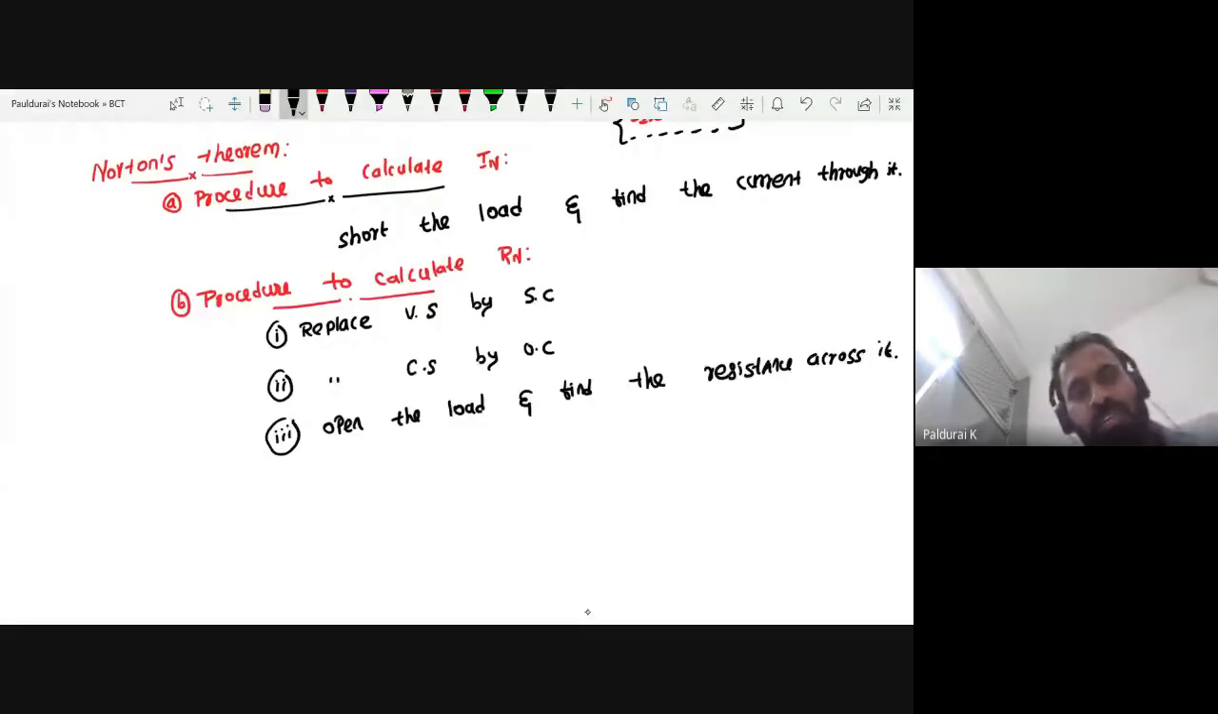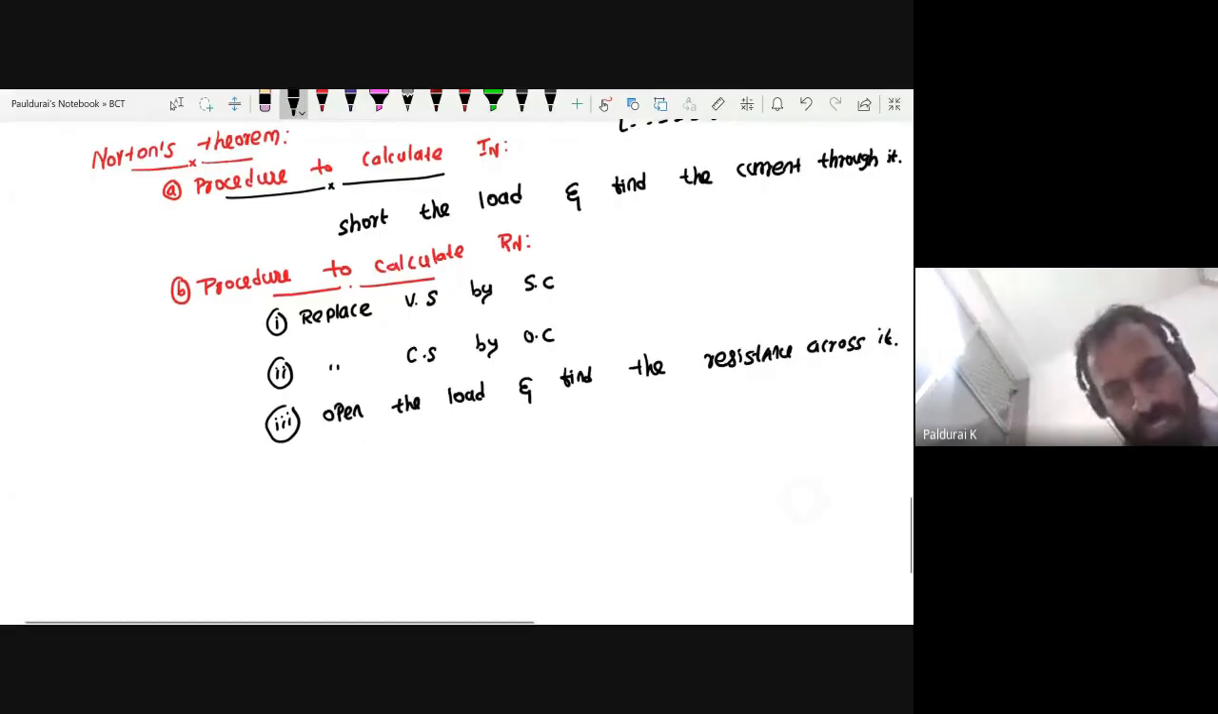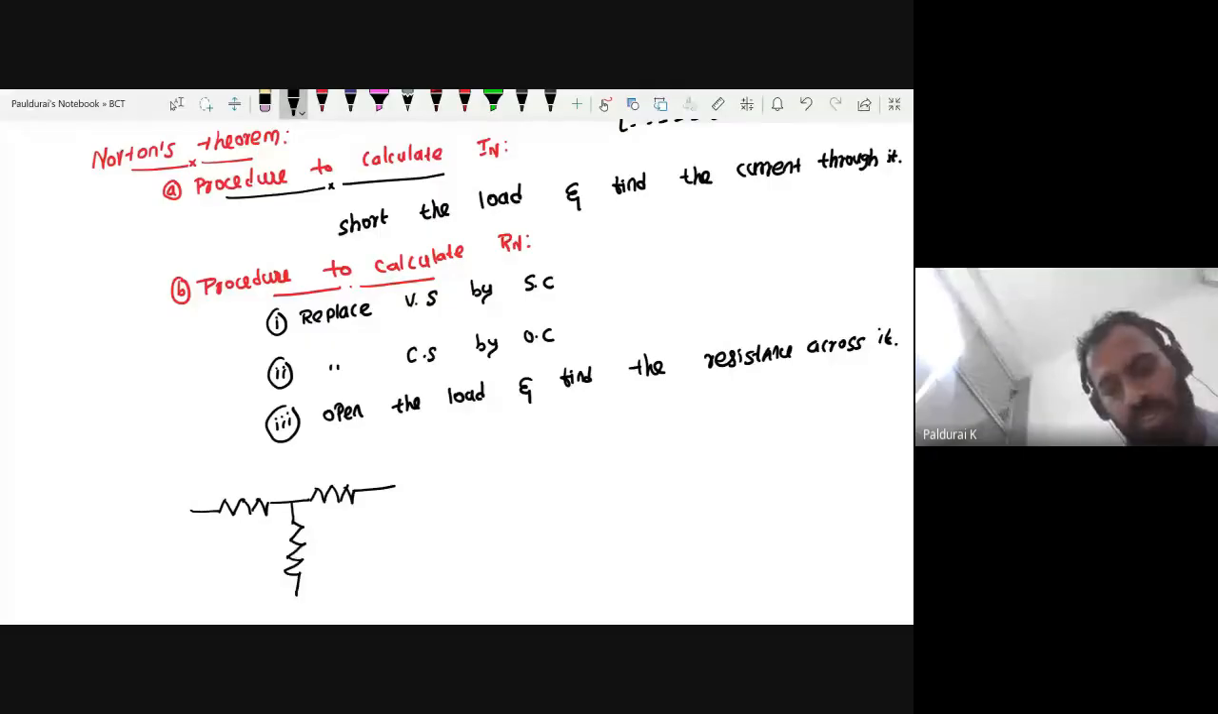Okay, so now shall we solve the problem? Now take the same problem. Let me take the same problem, the same circuit, but this time we are going to calculate the Norton equivalent circuit for this circuit.